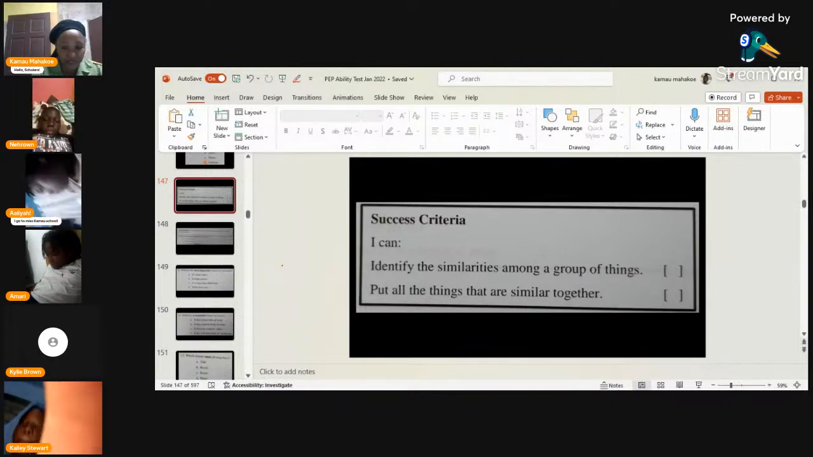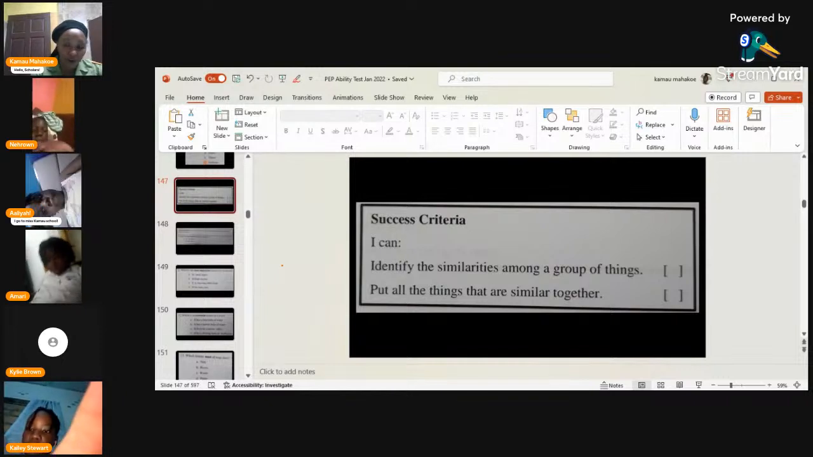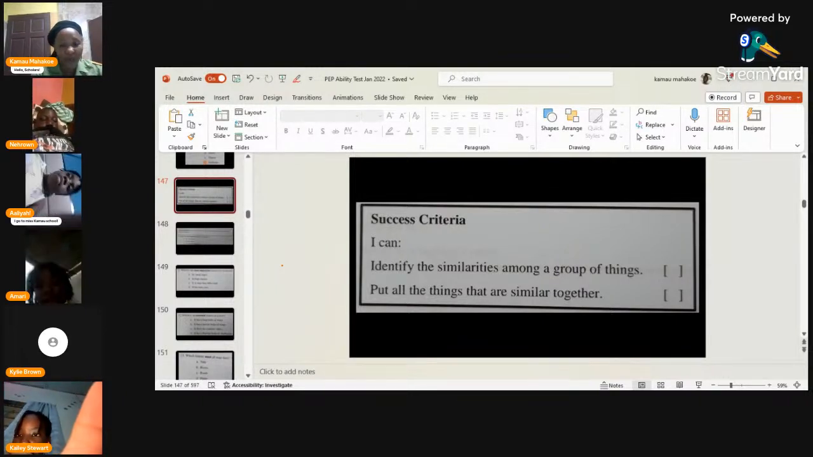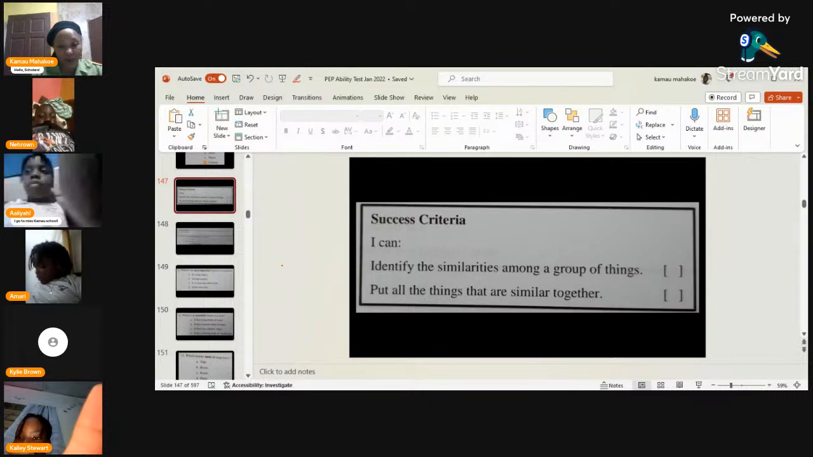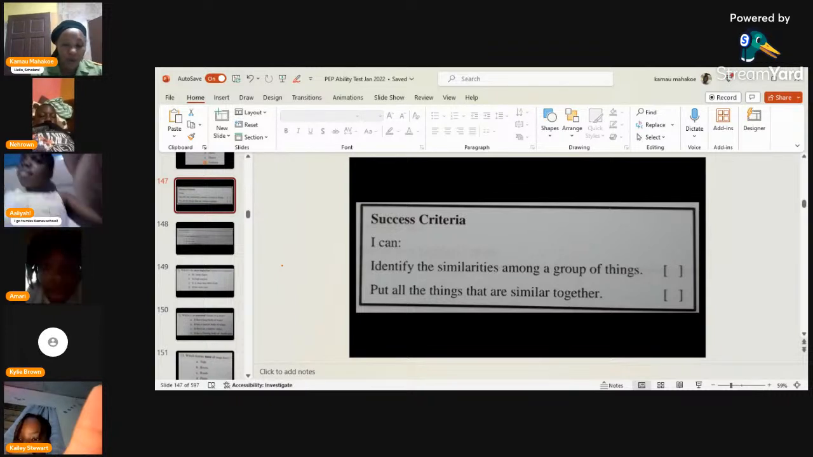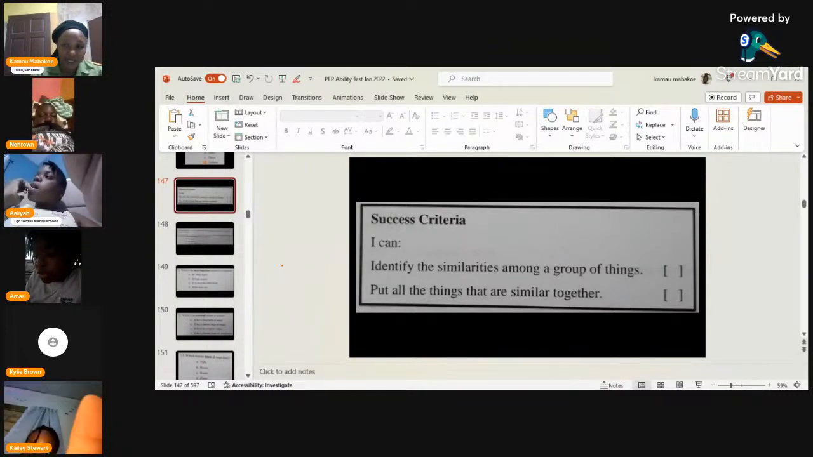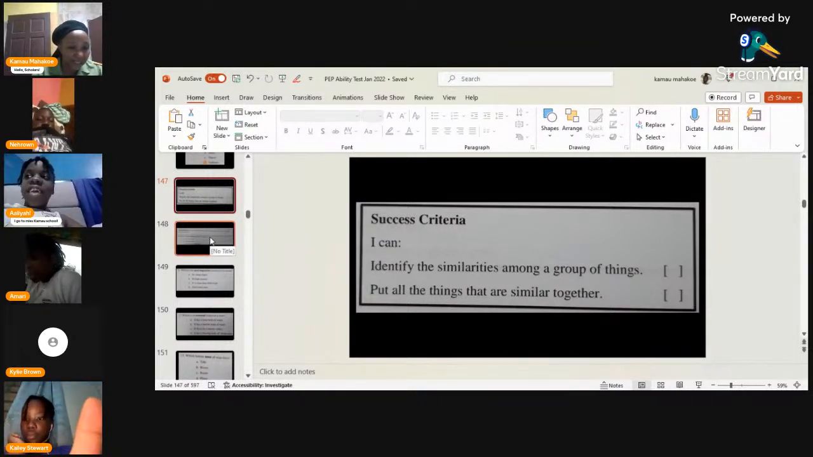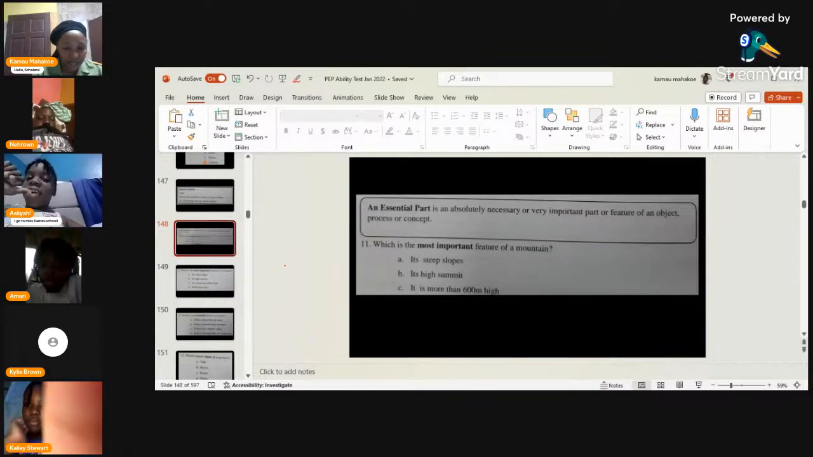So in verbal reasoning, in classification, we must be able to identify the similarities among a group of things and put those that are similar together, and the one that is different, we should be able to isolate it. That's a skill. All right, Kaylee, can you see what's on the screen?